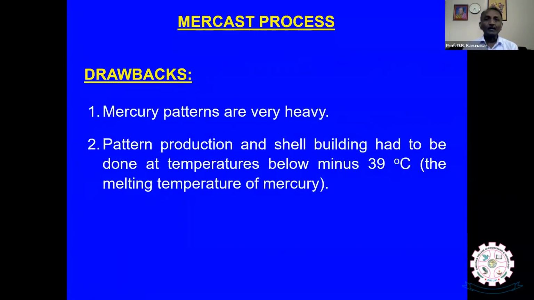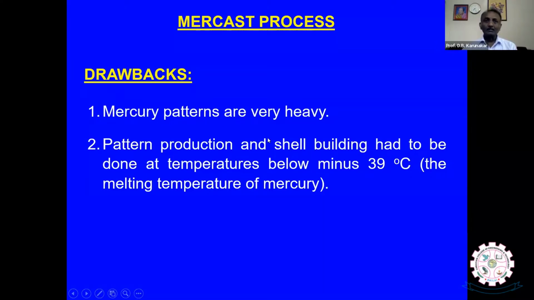Now, what are the advantages? The advantage is that the pattern material is good, and it takes any shape we want. In the case of the wax, we have to melt it. For that, a furnace is required. Here, no furnace is required. Just at room temperature, it is in the liquid state. So you give any shape and put it in the freezer, and it solidifies. Around the solidified pattern you make a mold and bring it to room temperature. The mercury goes out. Now you pour the molten metal. That is simple. But the drawback is mercury patterns are very heavy.